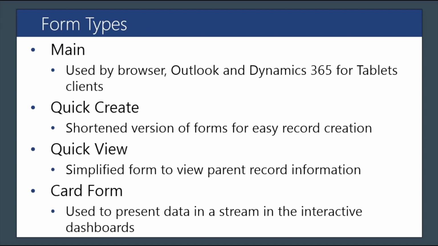So, form types. As we've talked about, forms are the way that we visually represent access to an entity via a record-at-a-time format. When you look at the different types of forms, you have what we call the main form, and this is the form that's used by the browser. It can also be used by our Outlook client. And then, when you're running Dynamics 365 for tablets, you can also use that main form as well. It is responsive and does translate to the mobile platform.